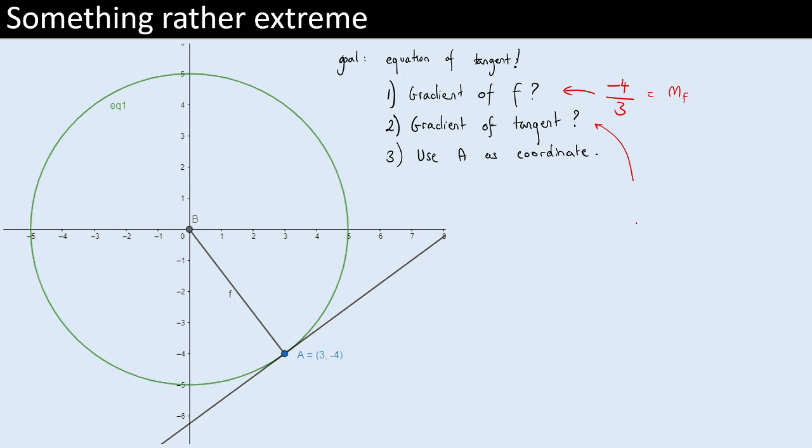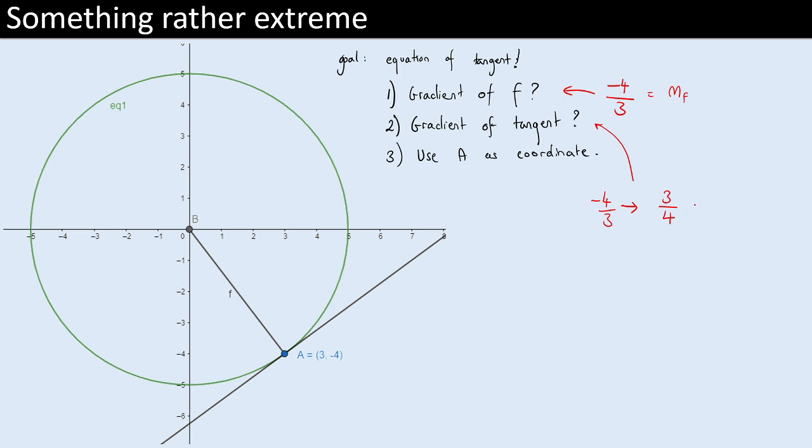Part 2, can we find the gradient of the tangent? Well, this is a radius of that circle. The tangent is at right angles to that radius. So the gradient of the tangent would be, I take my gradient of the radius, reciprocate it, and change it from a negative to a positive. We change the sign.